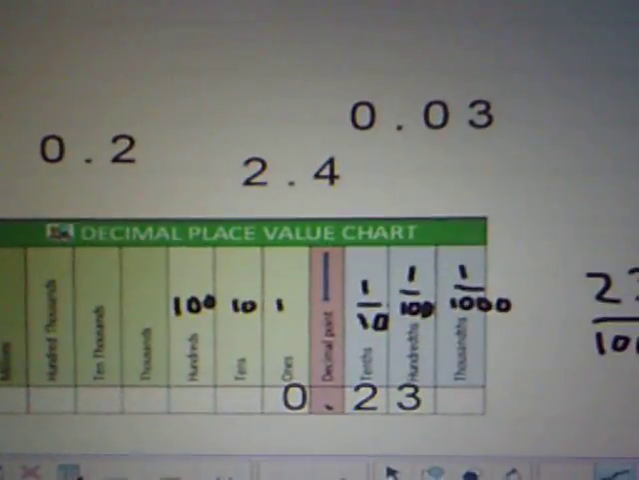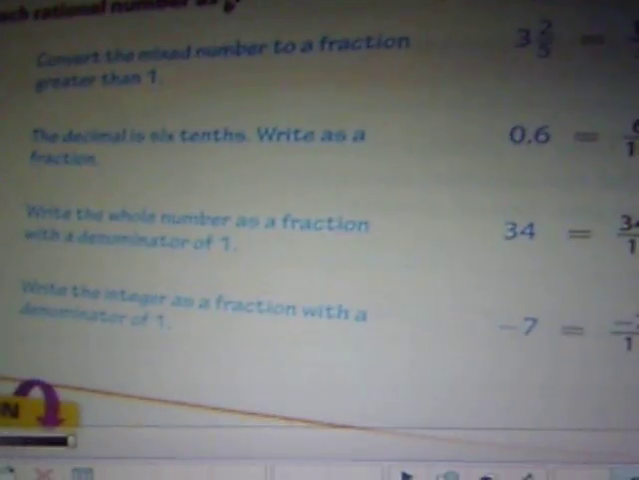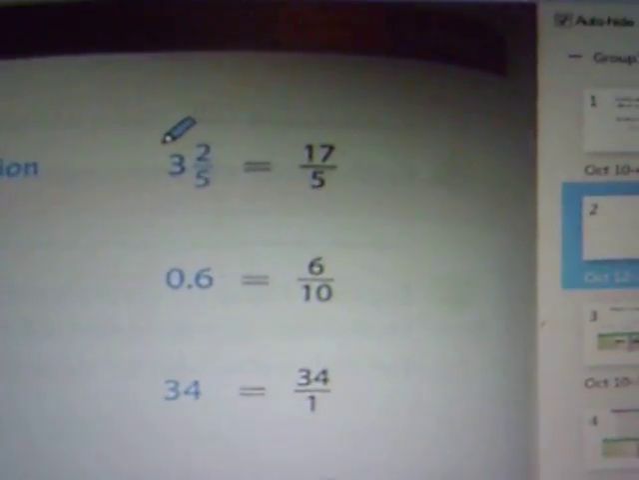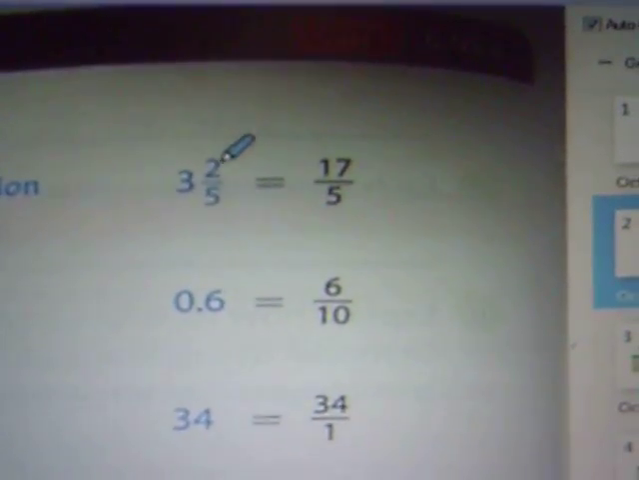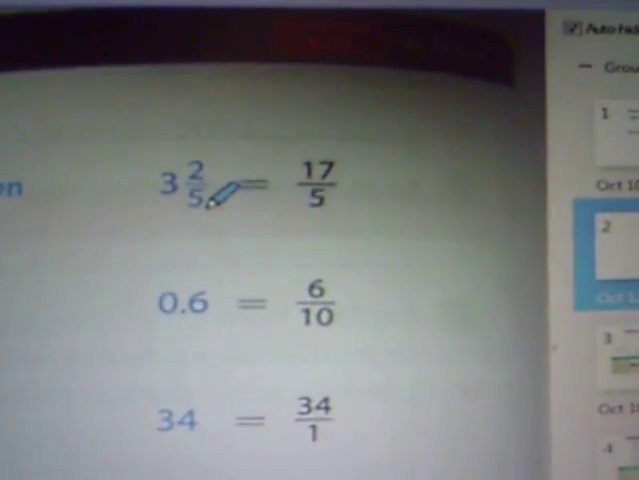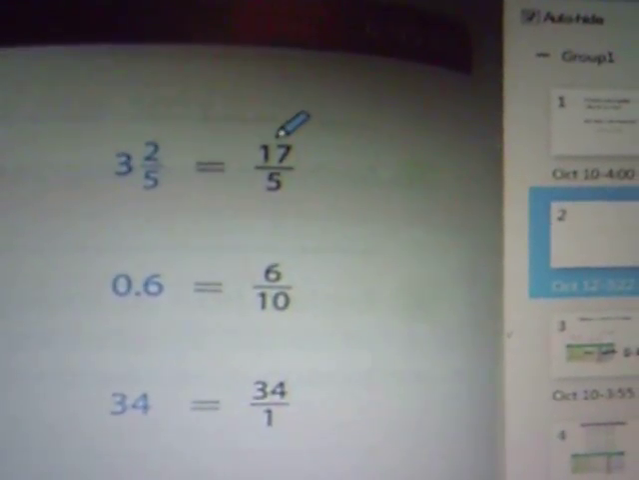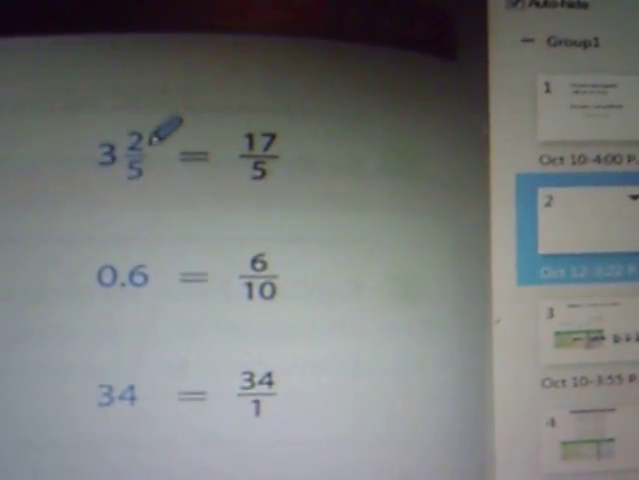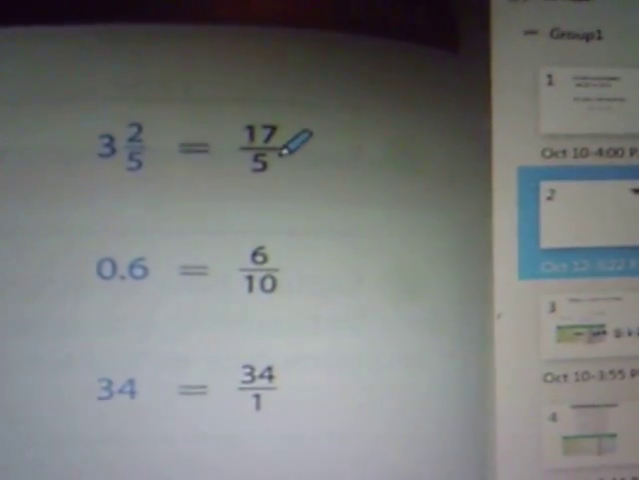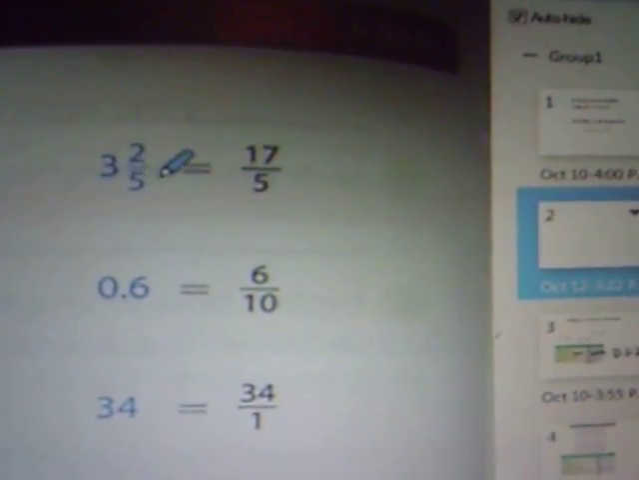I'm going to show you a page from the textbook now. This is page 48. So, it has a couple examples, and I want you to write it as a fraction. This is a mixed number, 3 2/5. Technically, it's already written in fraction form. But, if you change it into an improper fraction, it becomes 17/5. 3 wholes and 2/5 is the same as 17/5. I'll do a separate video on converting mixed numbers to improper fractions.